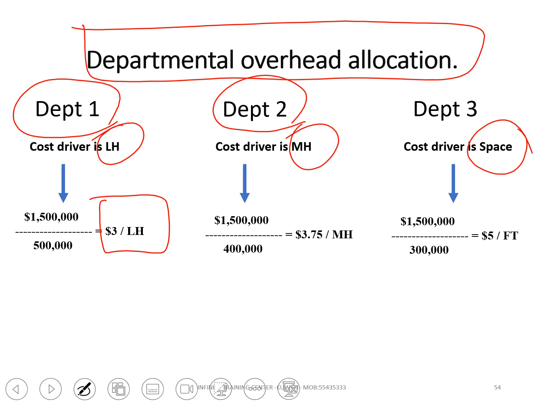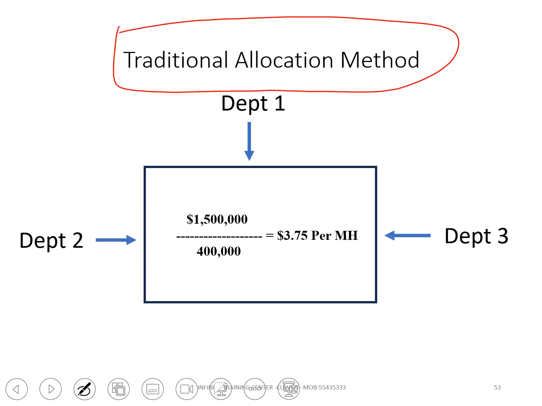So here cost is increasing or decreasing based on the space utilized by each product, in square feet. Here you have $3 of overhead cost per labor hour. Here you have $3.75 per machine hour. Here you have $5 per square foot of space utilized. So any product getting services from each of these three departments will get different rates based on how much they utilize the services of these three departments. This is what departmental overhead allocation is.